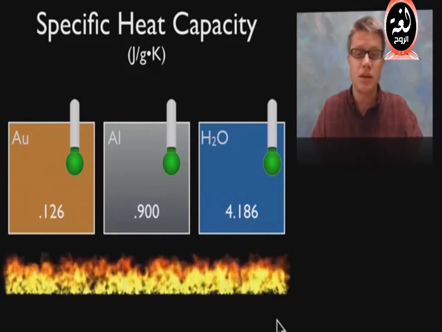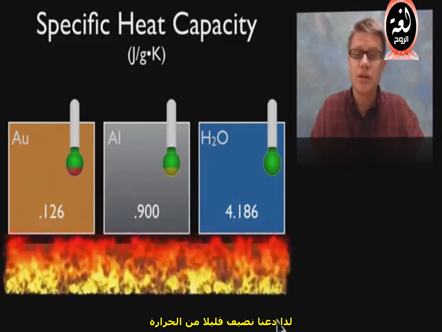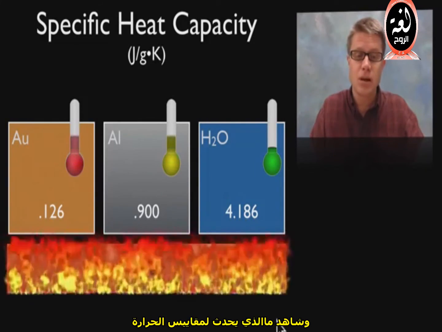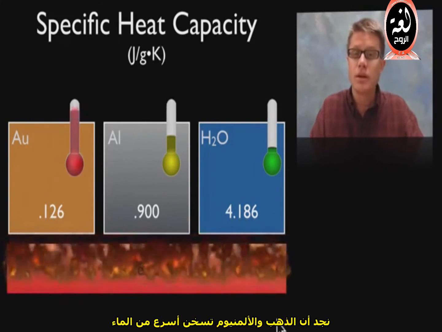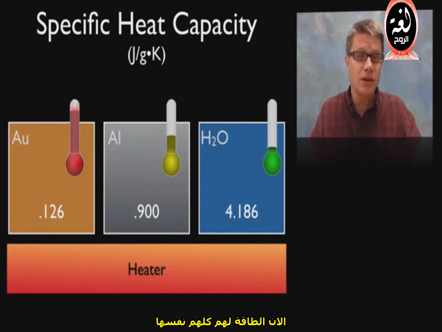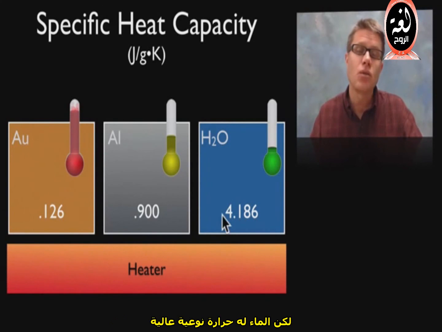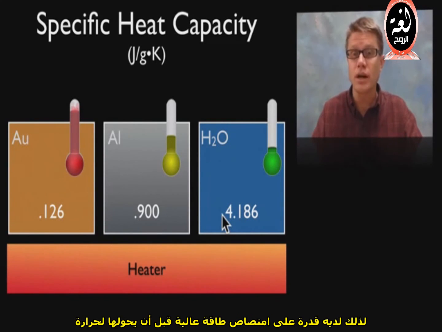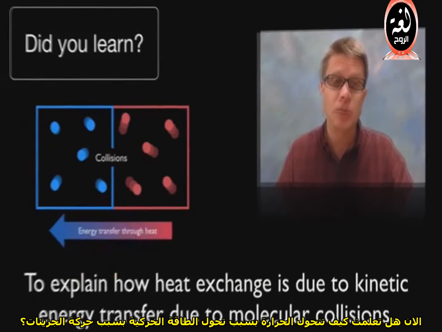higher specific heat capacity. So let's add a little bit of heat to this and watch what happens to the thermometers. And so the gold and the aluminum are heating up more readily than the water. Now the energy is going to be the same. It's just that the water has a higher specific heat capacity, and so it's able to absorb more energy before it starts to change its temperature.